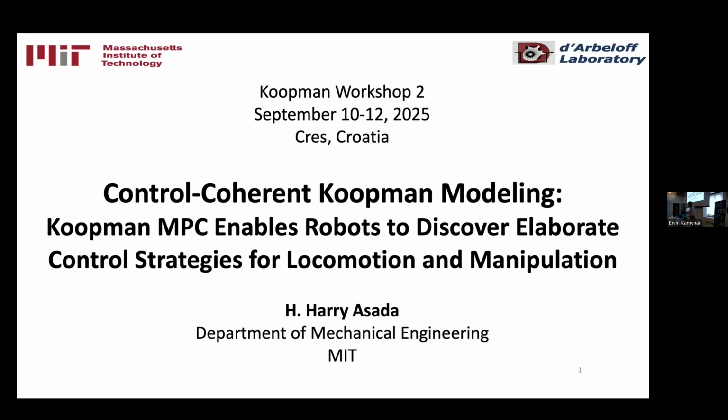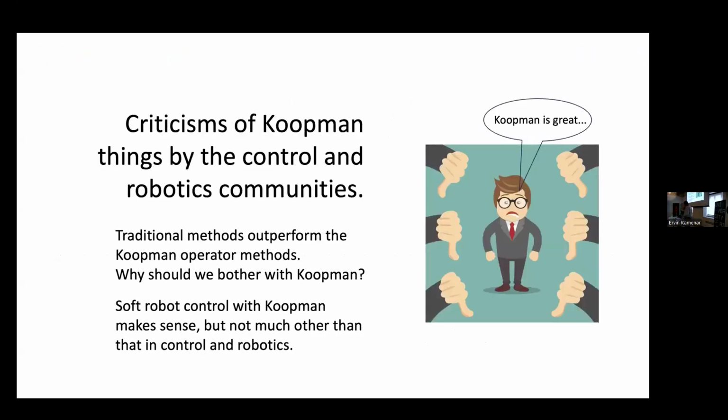But I'm here, Asada from MIT, and I'm going to talk about control coherent Koopman modeling and its application to some of the hard problems in robotics. Let me start with a very negative slide. We hear criticisms of Koopman methods from the controls and robotics community. They say that traditional methods outperform the Koopman operator method. Why should we bother with the Koopman, right?